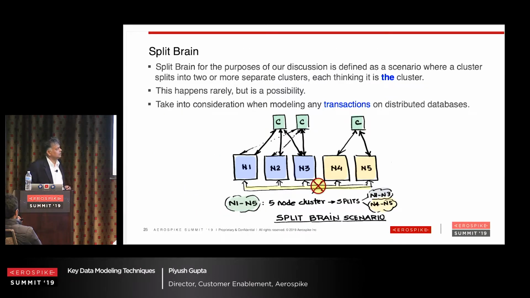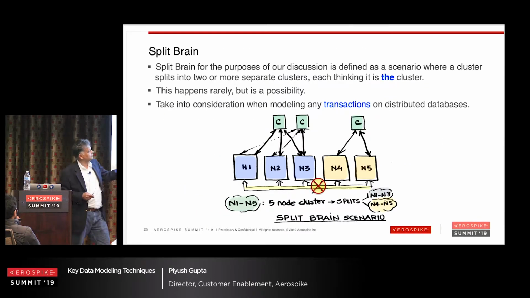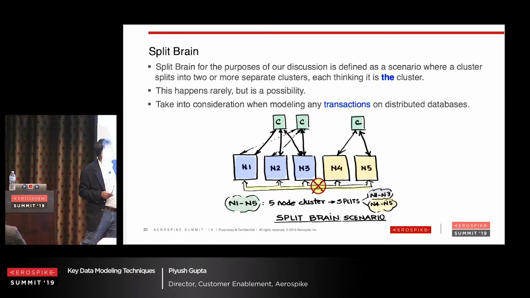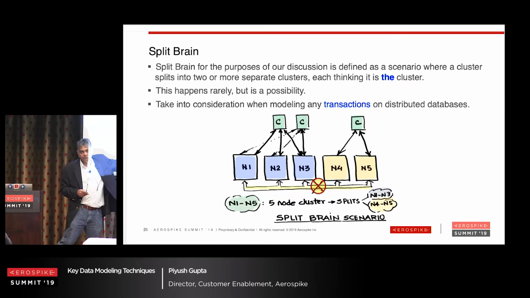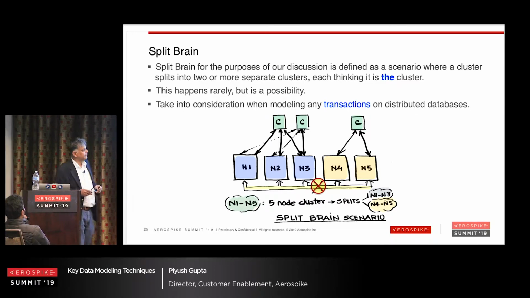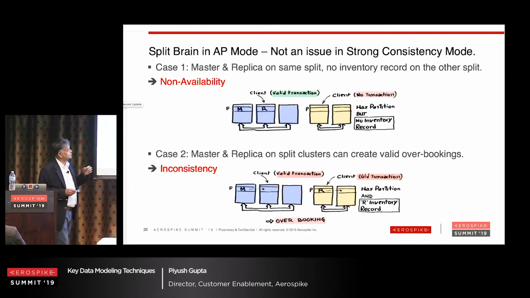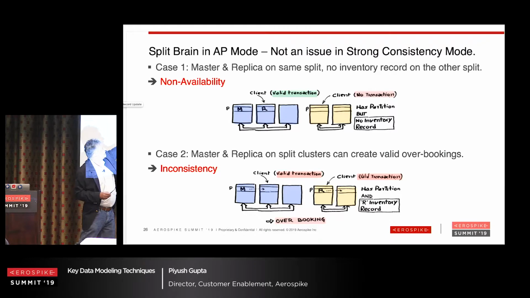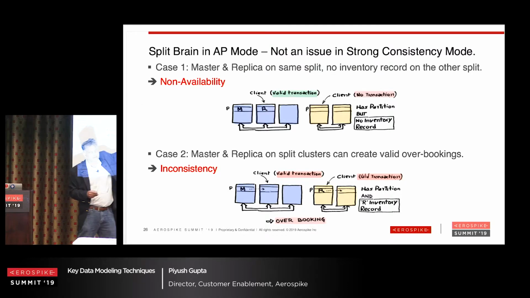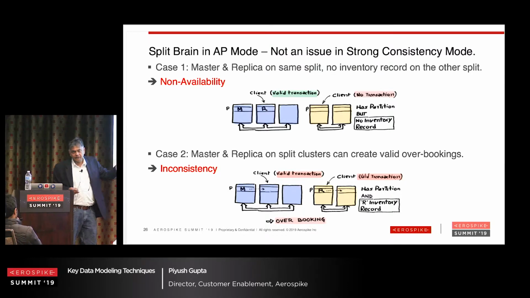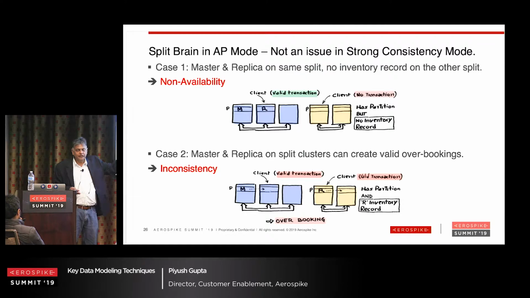Let's revisit split brain, where you have a cluster, say in AP mode, that splits into 2 subclusters, and each takes in data as if it's the master. This one is behaving, it's got the master replica and gives a valid transaction, but the other doesn't have the data, so either it will write a new record there if you're doing a write, or if you read, it'll say record not found.